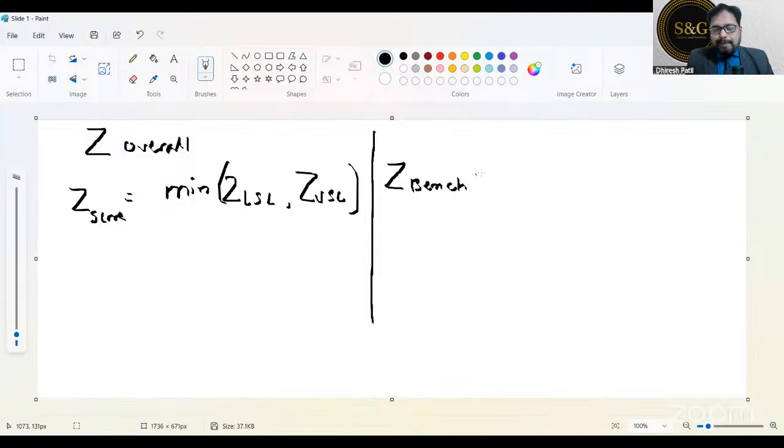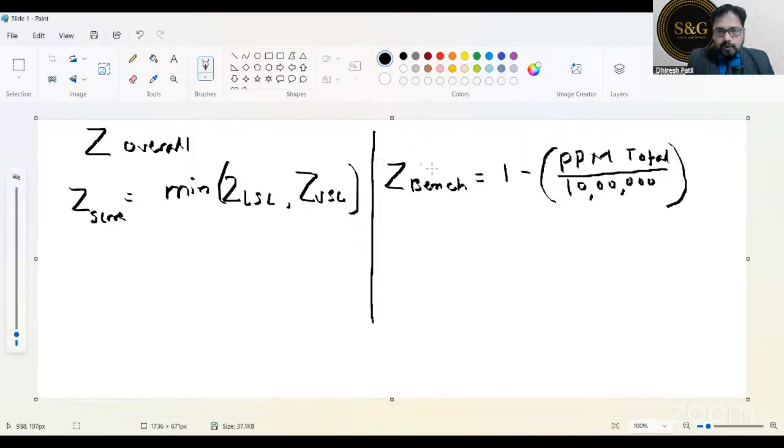There is another formula which is called Z bench. This formula is, write this down, 1 minus ppm total divided by 1 million. No, we will not call this Z bench, we will call it the Z score. Not Z bench, this is the Z score. This is one way of doing this, and this is a second way of doing this. Z score is equal to 1 minus ppm total divided by 1 million.